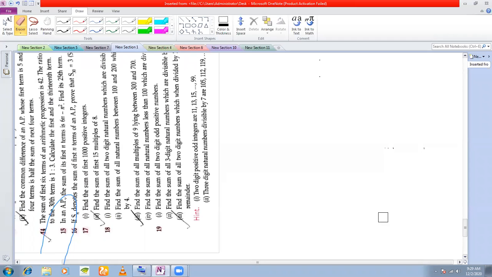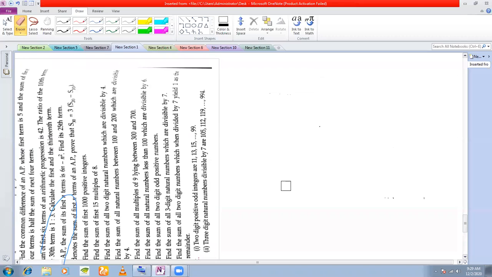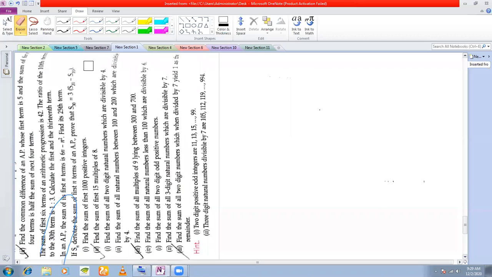Exercise 13.2 states: find the common difference of an AP whose first term is 5 and the sum of the first 4 terms is half the sum of the next 4 terms. You need to understand this problem a little carefully. Find the common difference D of an AP whose first term is 5. So the first term a1 is given to be 5.